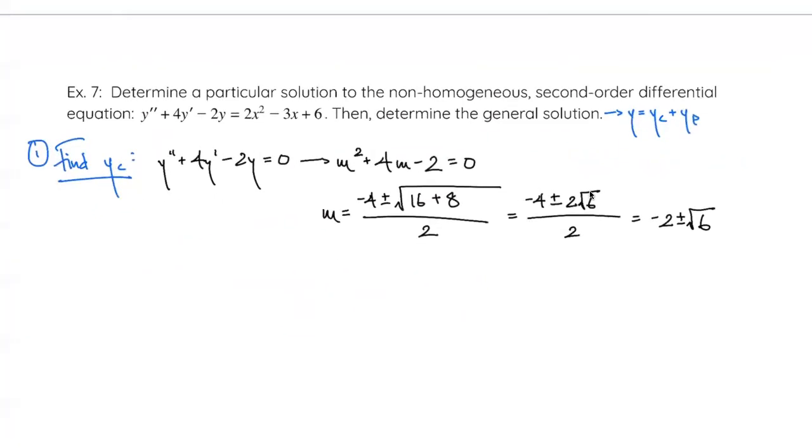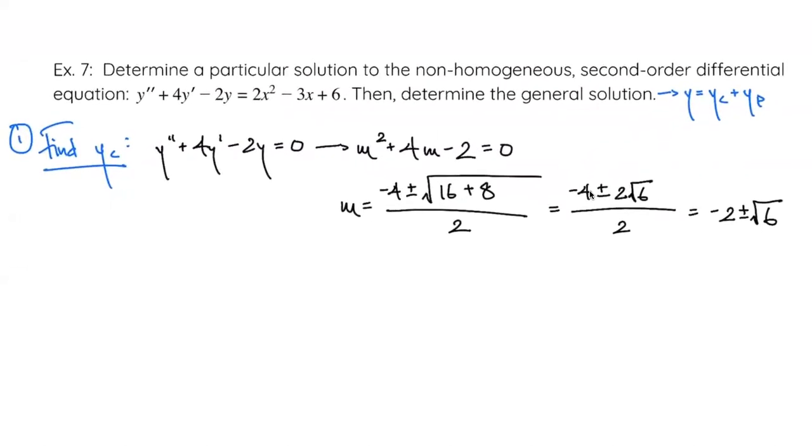Right? So we have real solutions here. Even though there's a radical, this is a real solution because there's no negative under that square root. And they're different from each other because -2 plus square root of 6 is different from -2 minus square root of 6. And so we can write our y sub c as c1 times e to the -2 plus root 6 x.